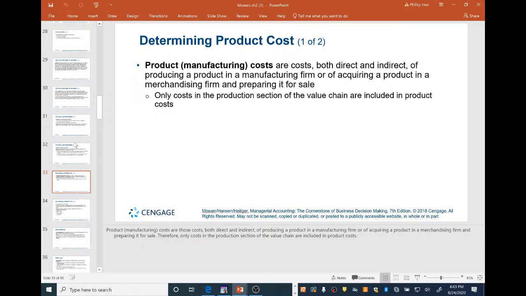And that makes sense because from that point in the value chain, when it starts from the raw material until the point it becomes an inventory ready to sell, that's all we want to include in inventory on the balance sheet, right? Because if we included some of the selling expenses and stuff, it would distort it, and our cost would be too high on inventory, right? Which would affect our gross profit. So once again, only the cost in the production section of the value chain is included in product costs.